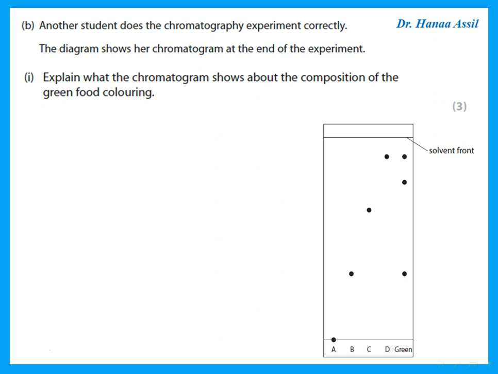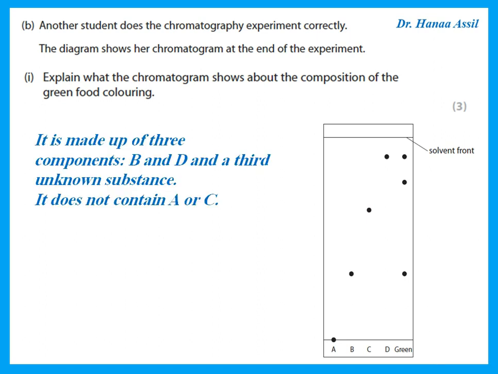Another student does the chromatography experiment correctly. The diagram shows her chromatogram at the end of the experiment. Explain what the chromatogram shows about the composition of the green food coloring. Where is the green food coloring? That's the last one on the right. So from this chromatogram, what can we tell about the green food coloring?